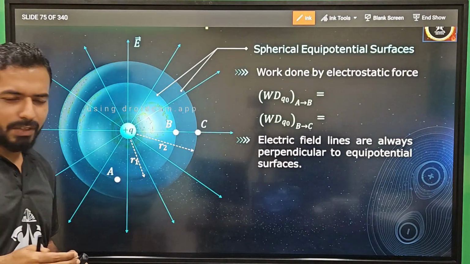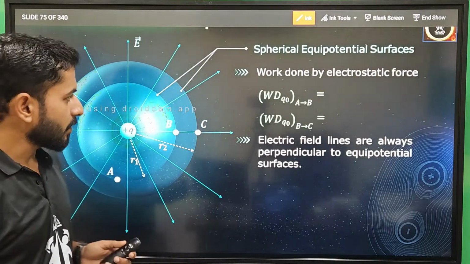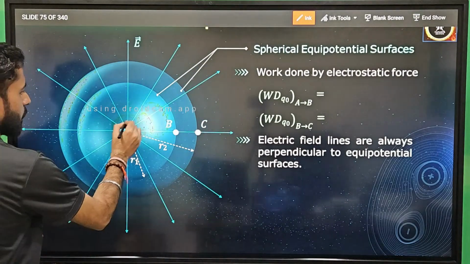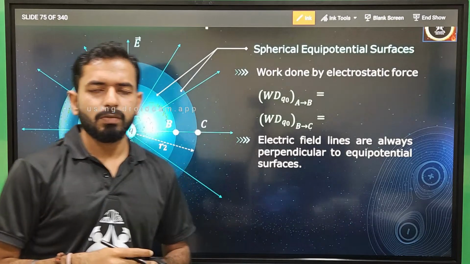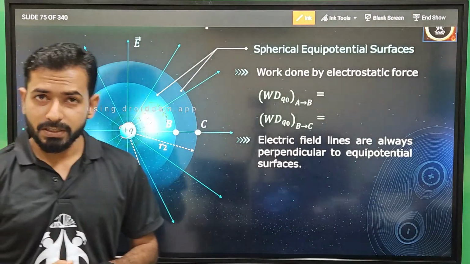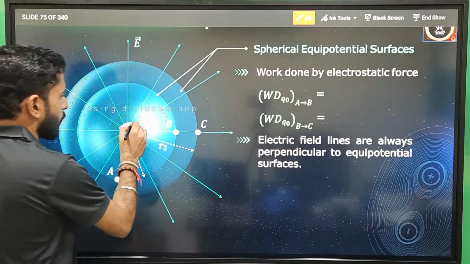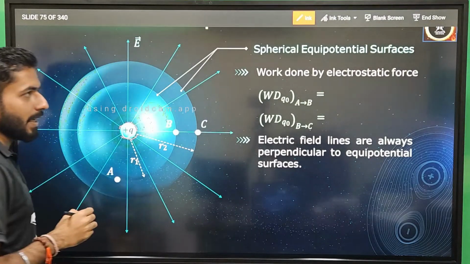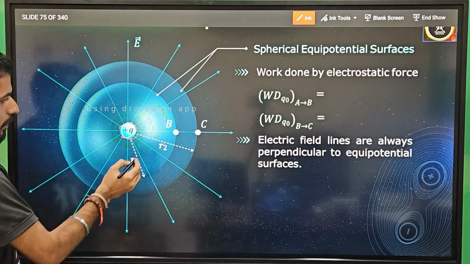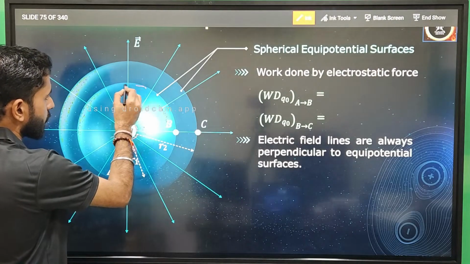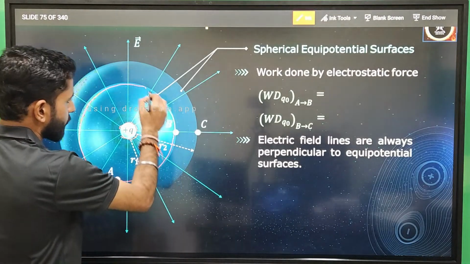Now for different kinds of bodies, we have different kinds of equipotential surfaces. For example, the first one is for a point charge. Let's suppose you are having a point charge plus Q. The question may arise: what kind of equipotential surface will this point charge have? This point charge will always have a spherical equipotential surface. If you see this diagram properly, here is a sphere I have made. Now why am I saying that all the points will have the same potential?